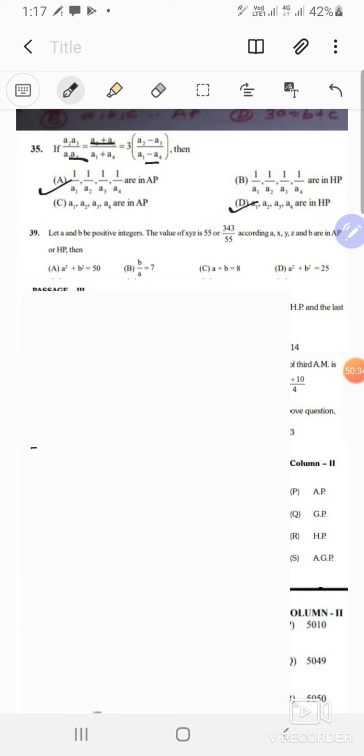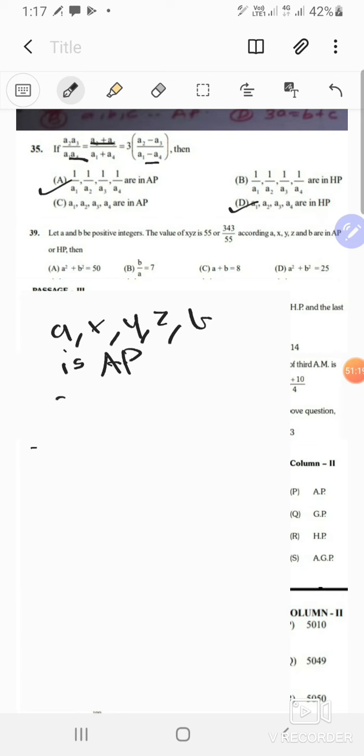Okay, so let a and b be positive integers. The value of x, y, z is 55 or 343 upon 55 according to a, x, y, z and b being in AP or HP. Then I think we have done this in class. Okay, let's just do this once again. So suppose these are in AP, then you get x, y, z as 55. Okay, that's nice. Fine. So a, x, y, z and b are in AP.